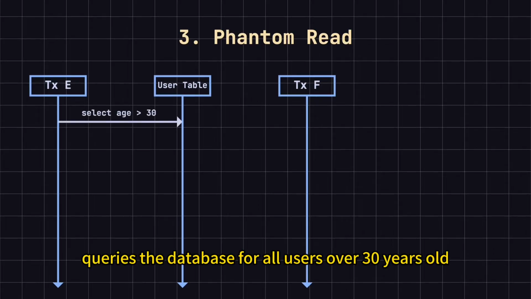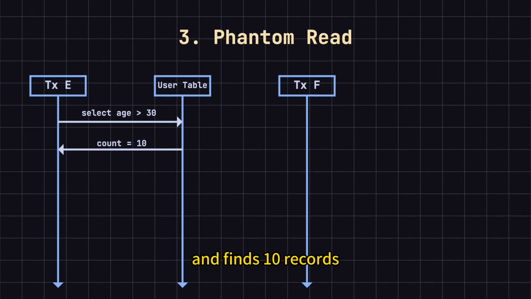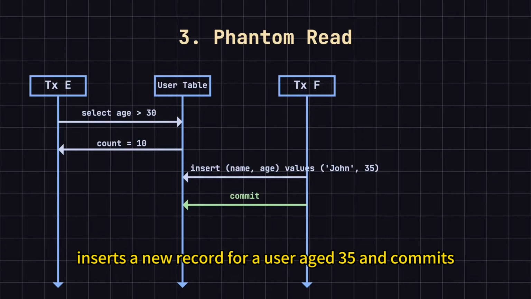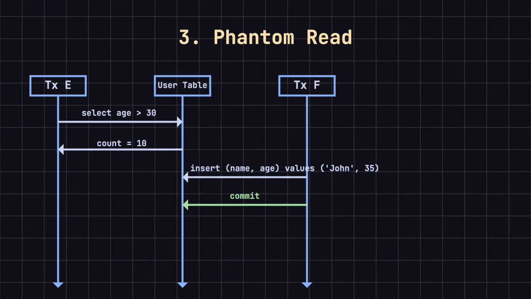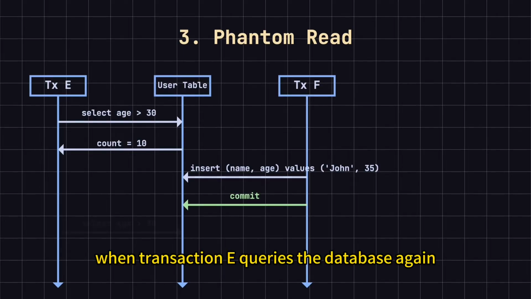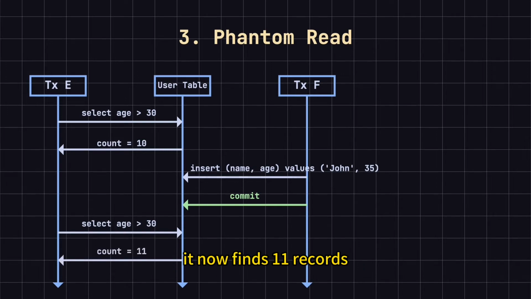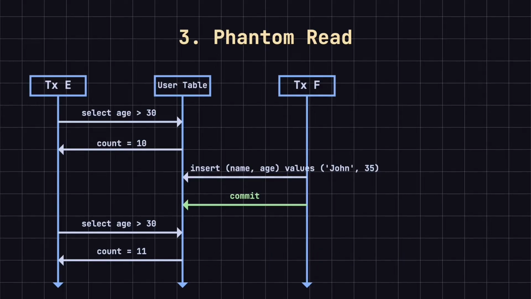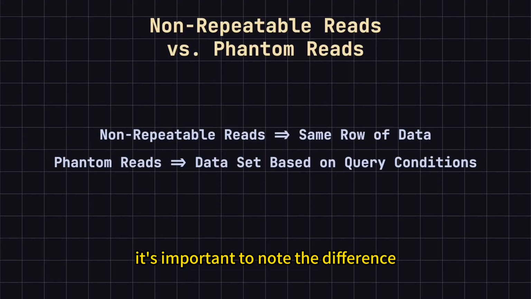Transaction E queries the database for all users over 30 years old and finds 10 records. While Transaction E is still running, Transaction F inserts a new record for a user age 35 and commits. When Transaction E queries the database again, it now finds 11 records. This is a phantom read, where the dataset changes between two identical queries within the same transaction. It's important to note the difference between non-repeatable reads and phantom reads.